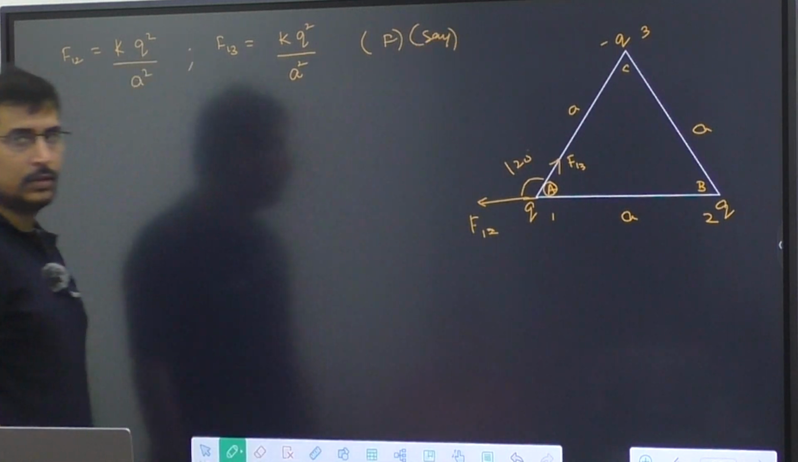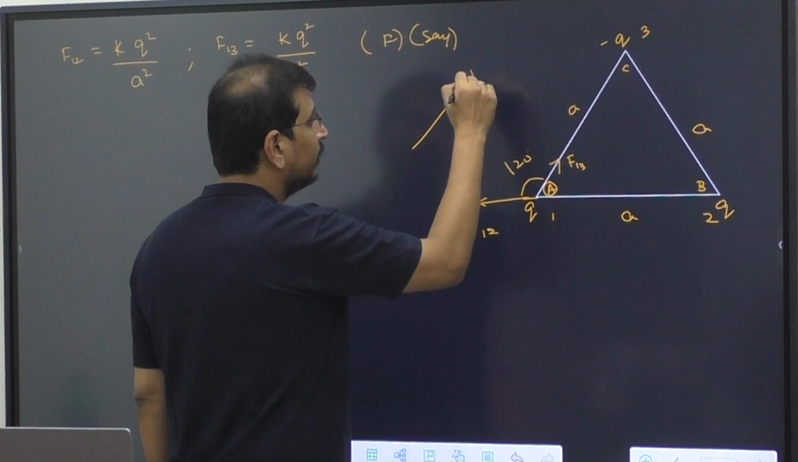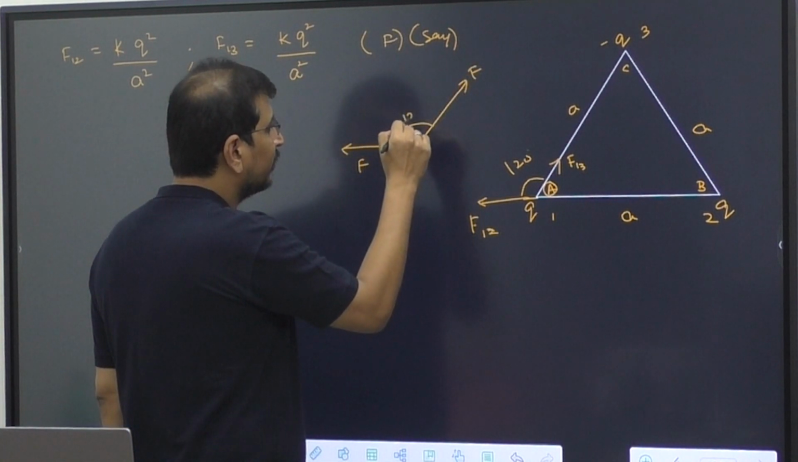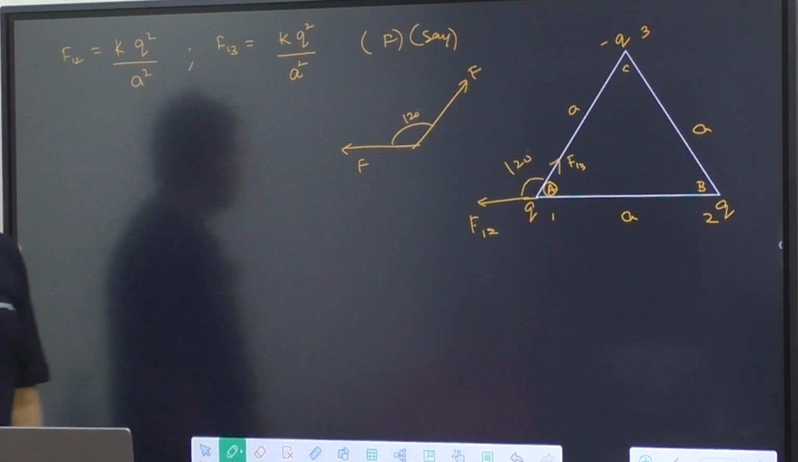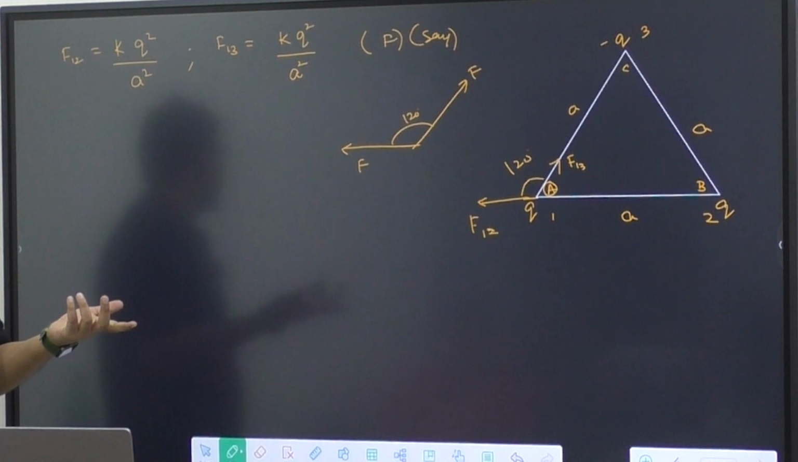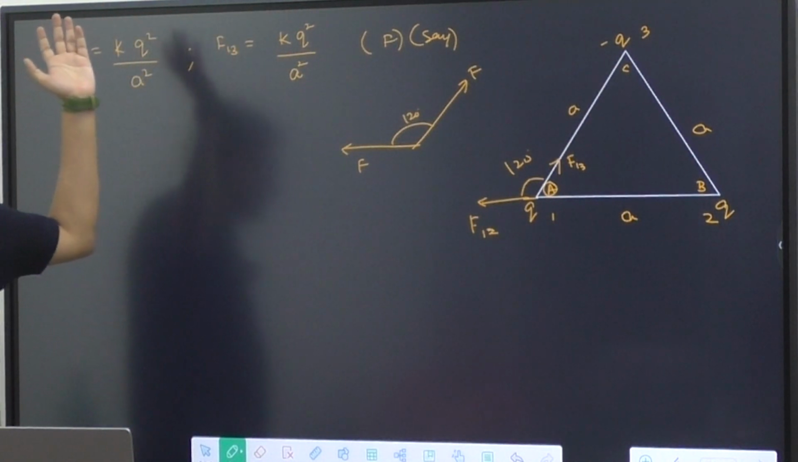So if I call that to be F, so this is F and this is also F, and how much is this angle going to be? 120. Am I right? What are we supposed to do? Apply the parallelogram law of vectors. We already did it in the previous problem itself. In this slide, I did it.